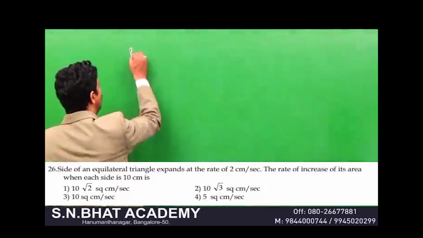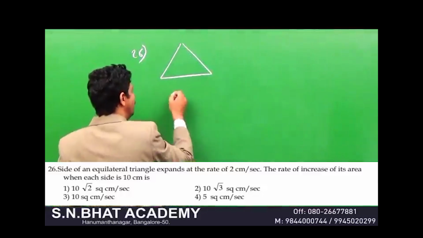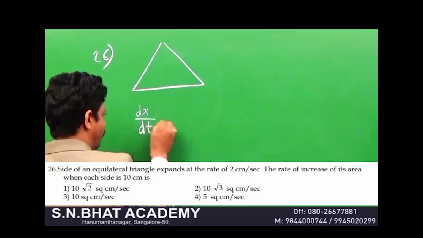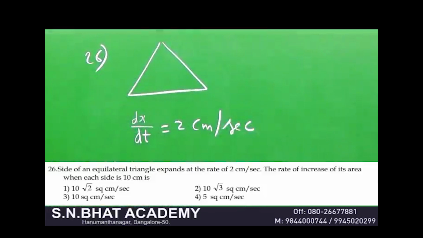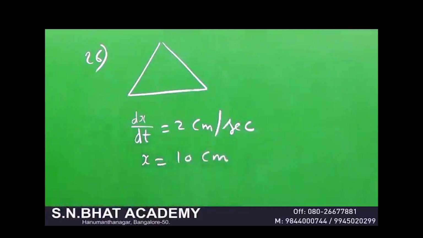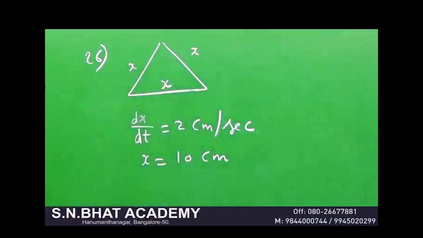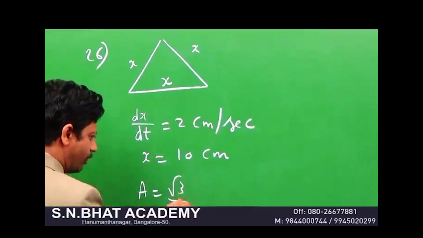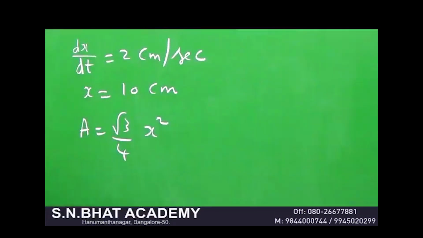Question number 26. In this problem, an equilateral triangle is given. Its sides are increasing at the rate of 2 centimeter per second. So the rate of change of side of the triangle is 2 centimeters per second. And we have to determine rate of change of area when x is equal to 10 centimeters, where x is the length of each side of the equilateral triangle. We have to determine dA by dt. For an equilateral triangle, area is given by root 3 by 4 x square. This is the formula for the area of an equilateral triangle, and you have to remember this formula.